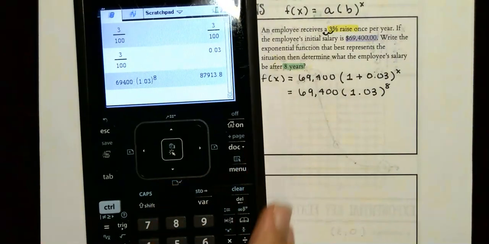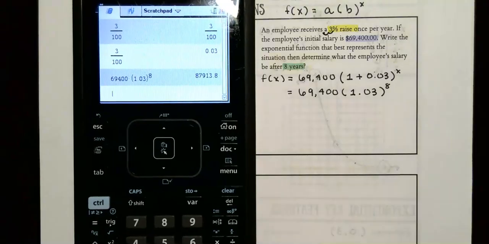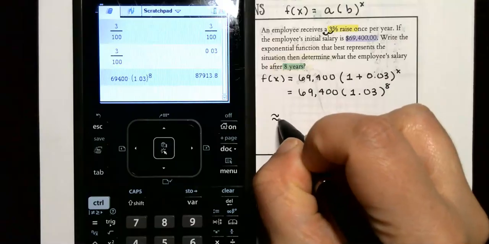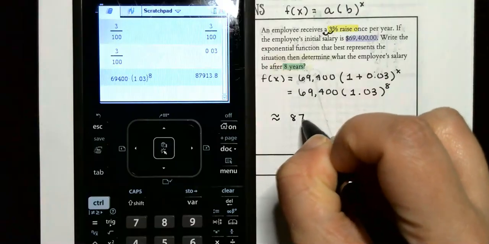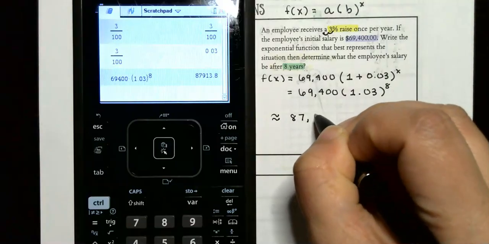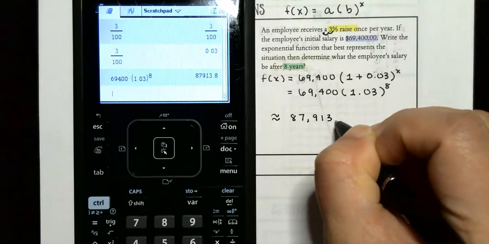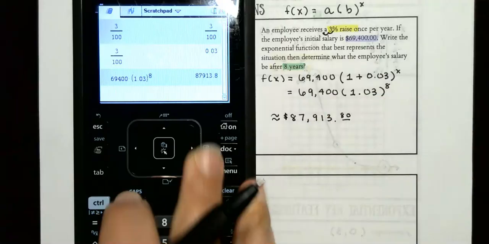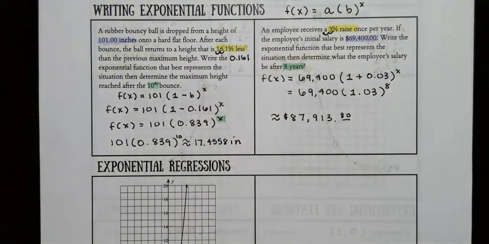So I just typed mine in, and it looks like this. So that tells us that it should be $87,913.80. And we're talking about money, so I'm putting a little dollar sign right there.